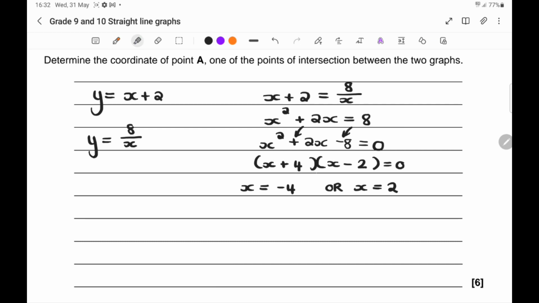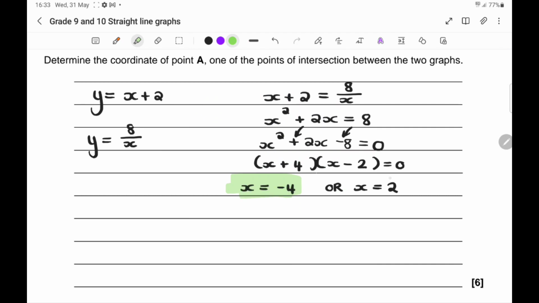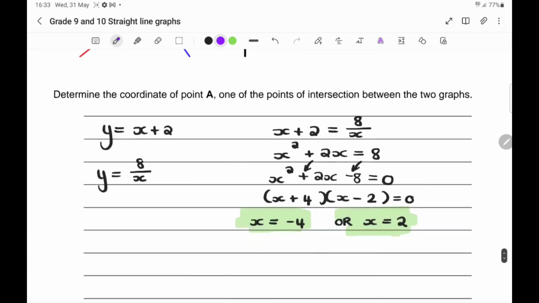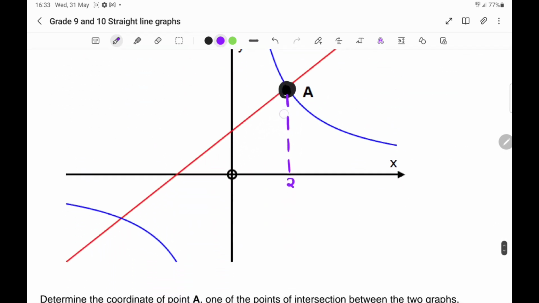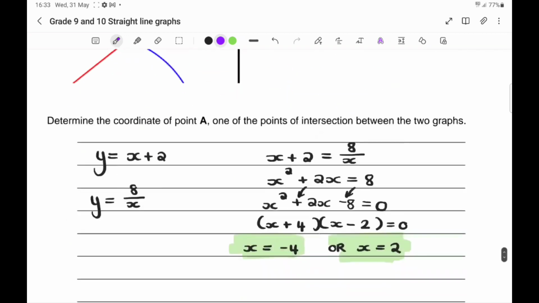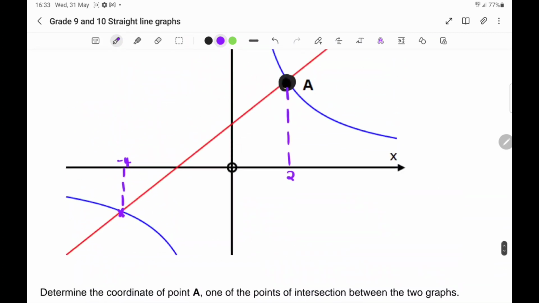Now, which one do we choose? We need to go look at the graph. What do you think this point represents? Do you think x would be 2 or negative 4? I hope you can see that this side would be positive, because x is on the positive side there. So we're going to use this one. x is 2, because they are looking for point A.